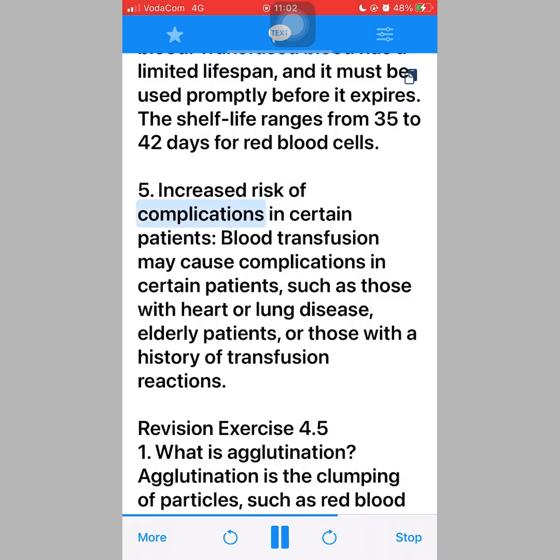Increased risk of complications in certain patients. Blood transfusion may cause complications in certain patients, such as those with heart or lung disease, elderly patients, or those with a history of transfusion reactions.